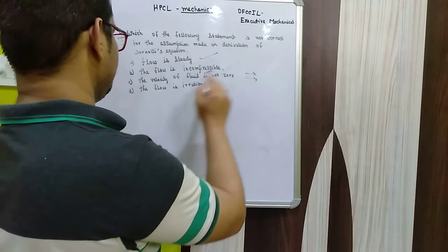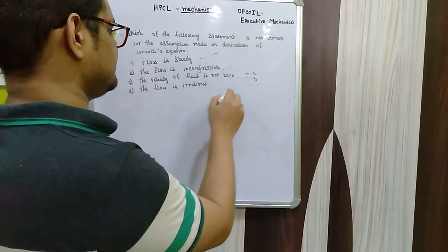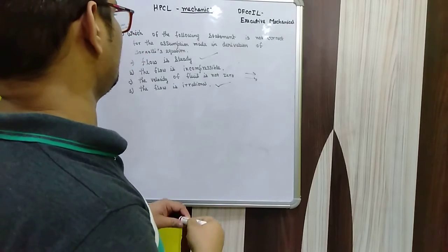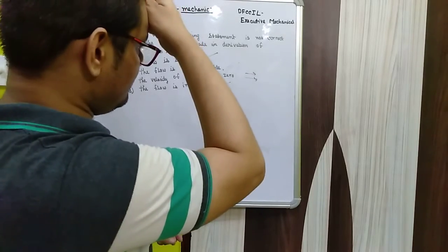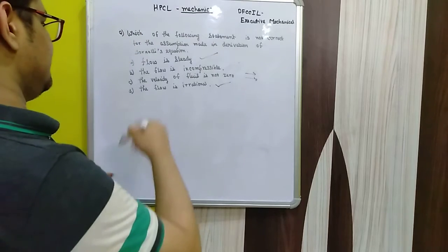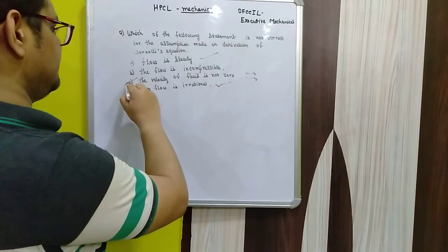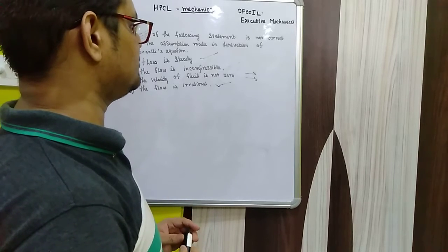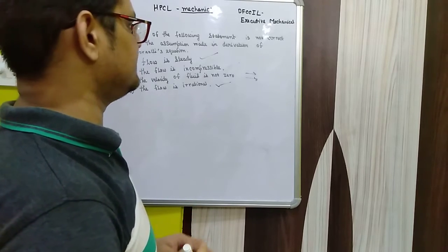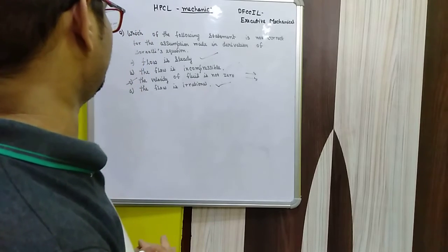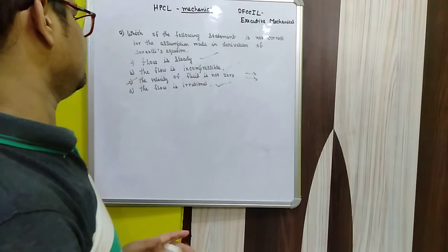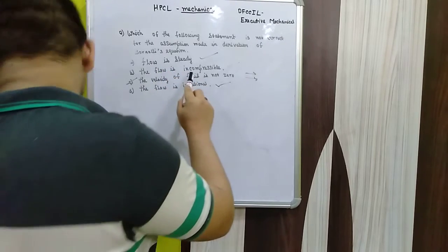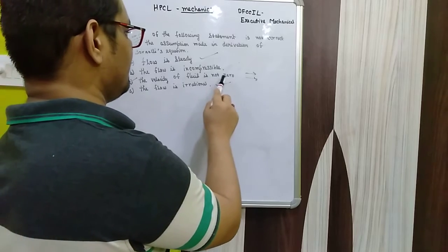Then the other statement, the flow is irrotational. This is correct. The only statement which we cannot take as an assumption for the derivation of Bernoulli's equation is that the velocity of the fluid is not zero. So I hope you have understood which assumptions are taken for the derivation of Bernoulli's equation of fluid mechanics. Only these three statements are taken; only the third option is not taken, that is, the velocity of fluid is not zero.